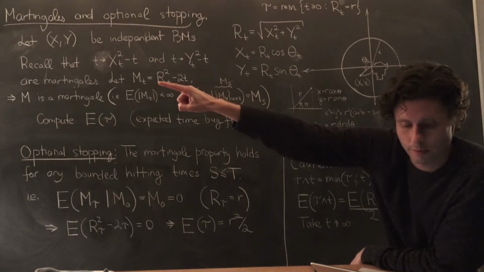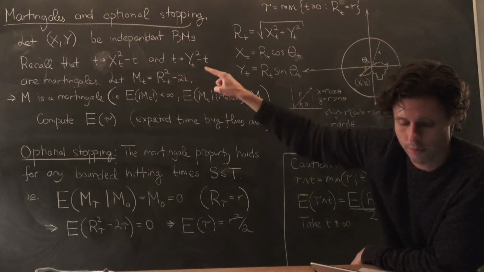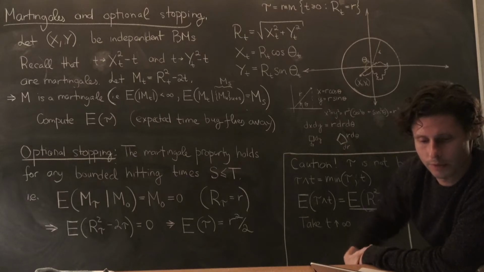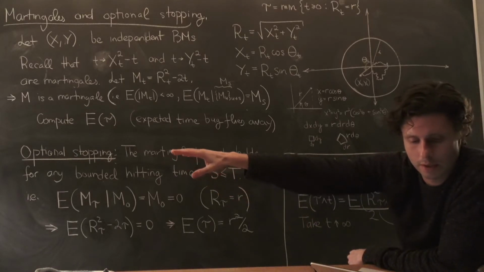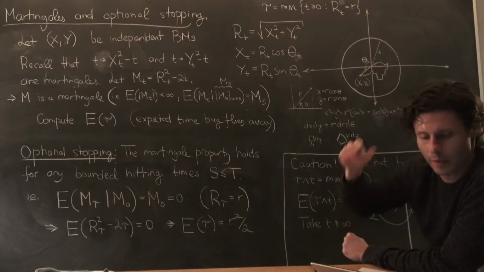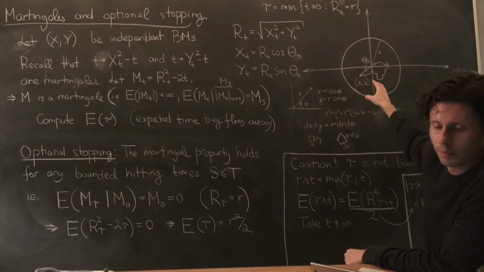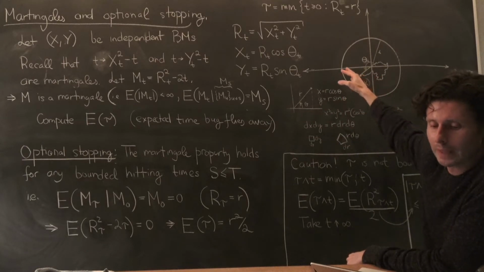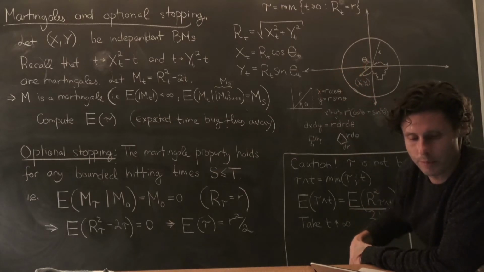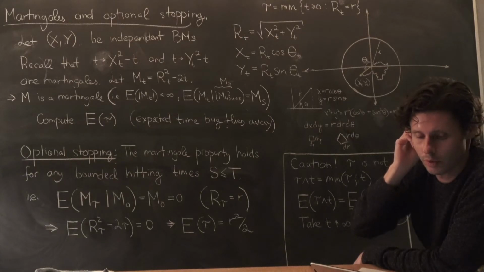And so clearly this r squared comes from the x and y squared, and this 2t comes from the two linear t terms. And so let's see how to use this. The key to using this is what's called the optional stopping theorem. The name comes from the idea that when we get to the edge of this boundary, the bug flies off and we stop observing the process. So the process is stopped, in other words, there.